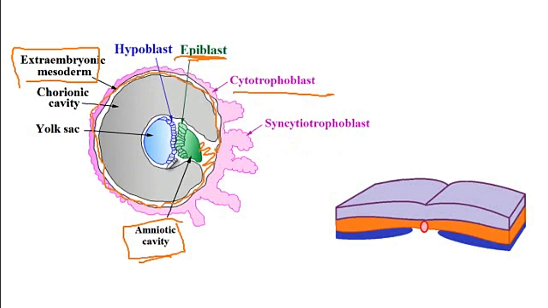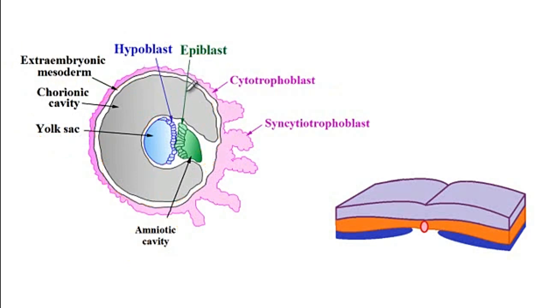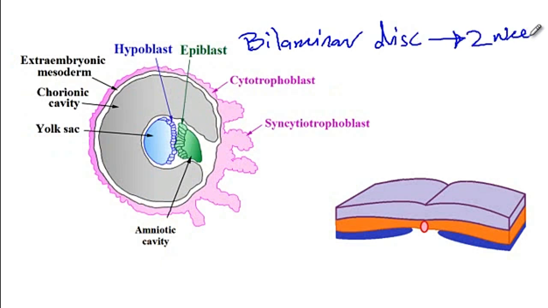And then there is also a visceral layer which lines the yolk sac. And then we have the other cells which were called hypoblasts, and these hypoblasts are the ones that give rise to the yolk sac. And so these 2 layers, the epiblast and hypoblast, are referred to as the bilaminar disc, and these are formed at around 2 weeks after fertilization.